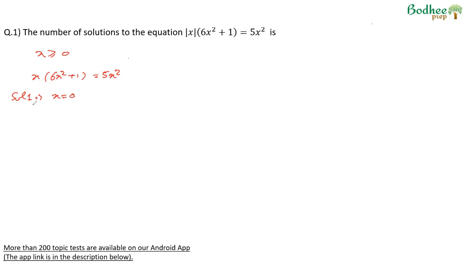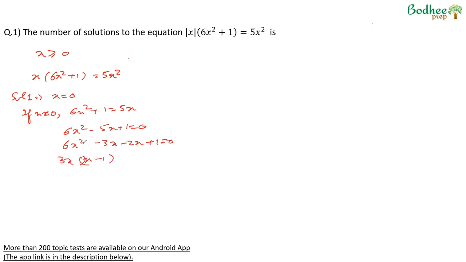If x is not equal to 0, then we can cancel out x, and we get 6x square plus 1 is equal to 5x. This further becomes 6x square minus 5x plus 1 is equal to 0, which means product 6, sum 5. 6x square minus 3x minus 2x plus 1 is equal to 0. So 3x into 2x minus 1 minus 1 into 2x minus 1 is equal to 0, which means 3x minus 1 into 2x minus 1 is equal to 0.